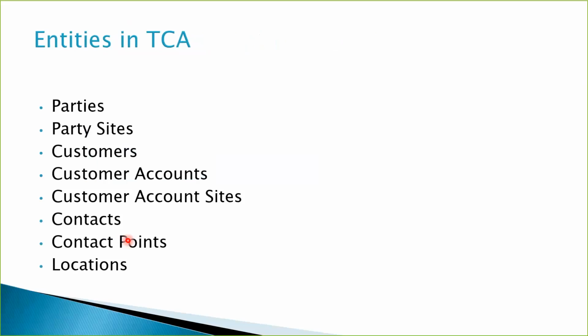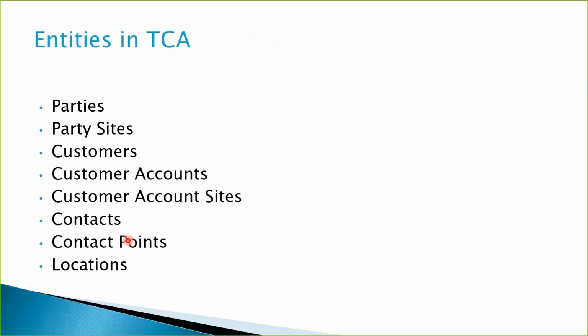And contact points are how you can contact these contacts. For example, is it by email, by phone, all right? Locations is just what we can say a geospatial feature that is usually defined by an address. So you can think of a location just as an address. So those are just short definitions of each of these entities, which is how information is stored in the TCA.